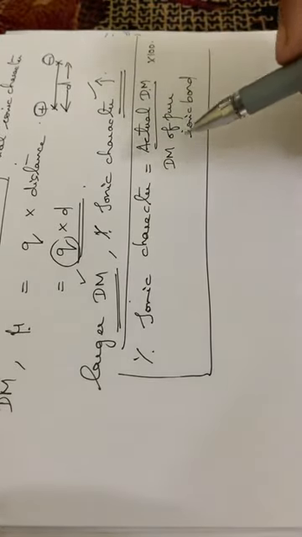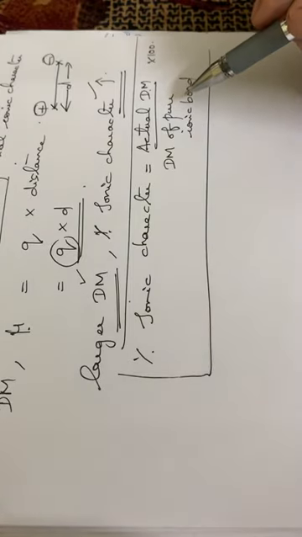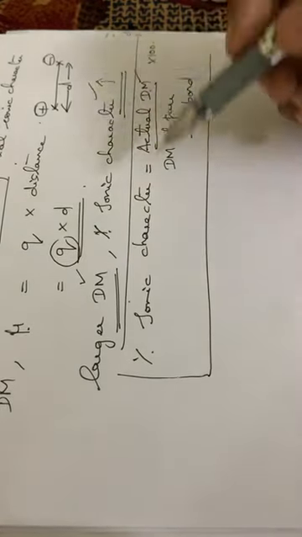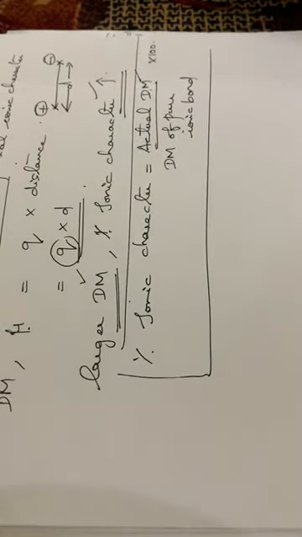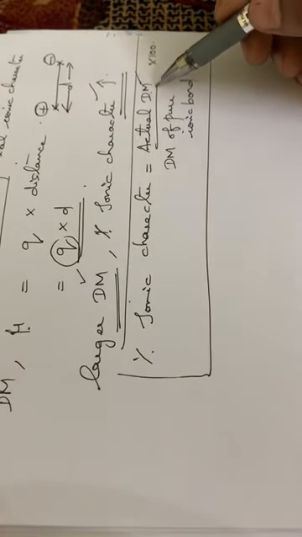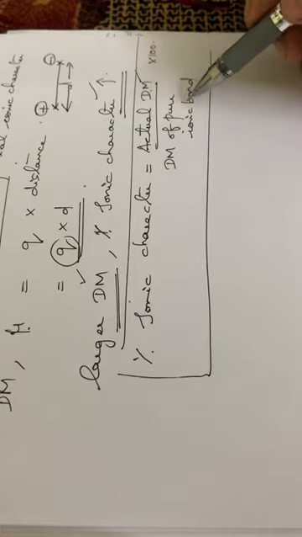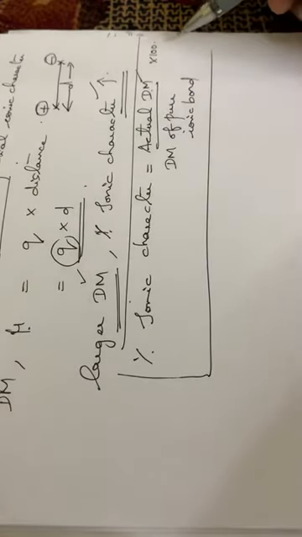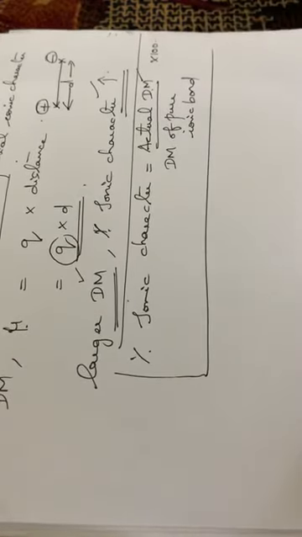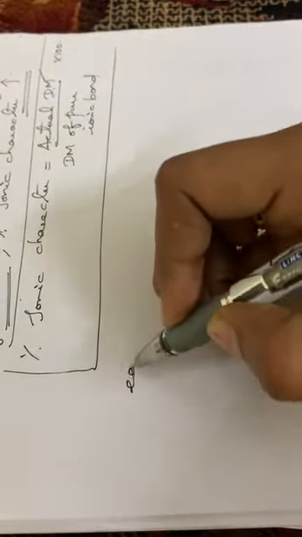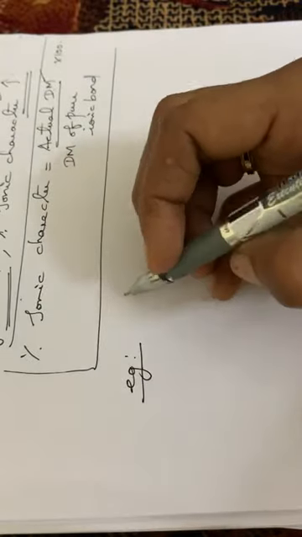This is another relation connecting dipole moment and percentage ionic character. In the previous portion, we have seen the relation connecting percentage ionic character and the electronegativity difference. Here it is the relation between dipole moment and percentage ionic character, equal to actual dipole moment divided by dipole moment of the pure ionic bond into 100. Okay.